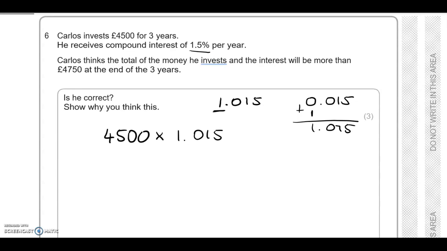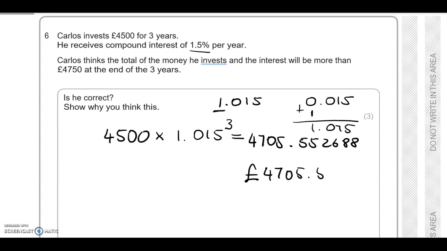And I would have to repeat this process 3 times to get the answer for the 3 years. But instead, I'm just going to do it power of 3, because at this level you expect it to be able to do that. So I'm just going to plug this into the calculator, and it's giving me 4,705.55268. So in terms of money, that's going to be £4,705.55.